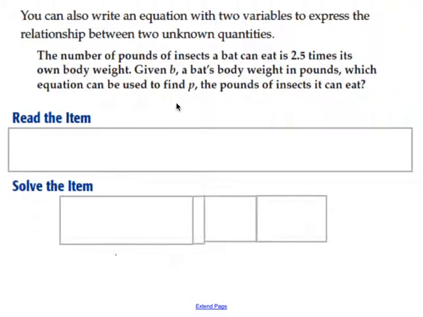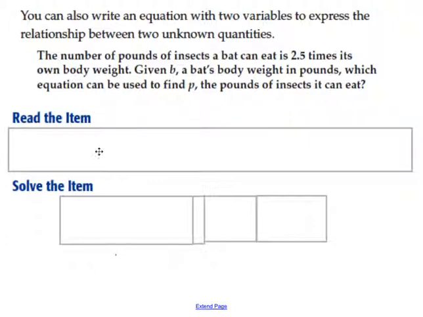You can also write an equation with two variables to express the relationship between two unknown quantities. The number of pounds of insects that a bat can eat is 2.5 times its own body weight. Okay, that's a lot of insects. If we are given B, a bat's body weight in pounds, which equation can be used to find P, the pounds of insects it can eat?